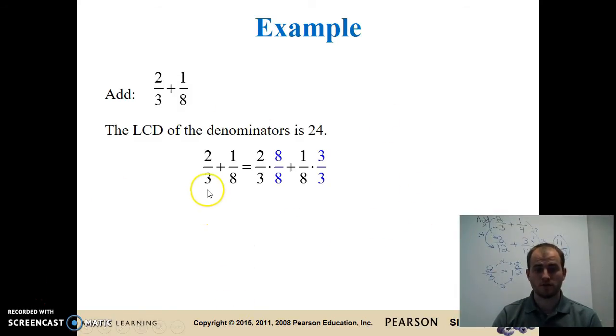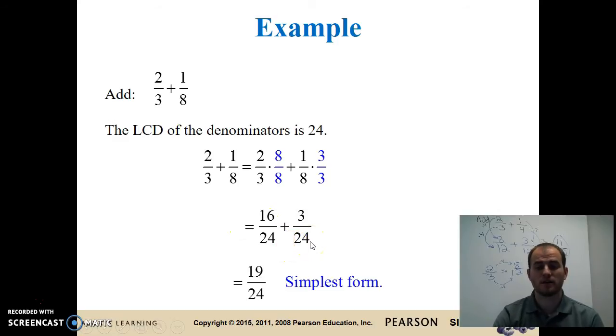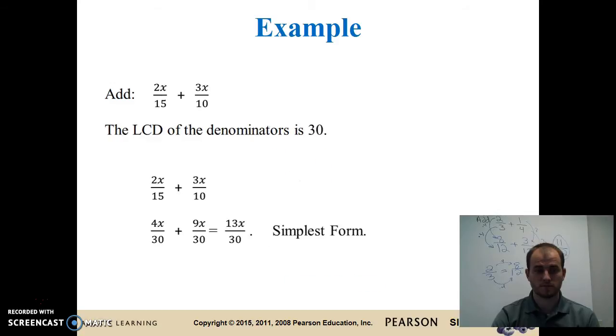So to go from 2/3 to a common denominator of 24, you have to multiply the denominator and the numerator by 8. So that would be 16 over 24. For 1/8, you'd have to multiply them both by 3. So that would be 3 over 24. Add their numerators, you would get 19 over 24, which is in simplest form. Why don't you try to do letter C on your handout?